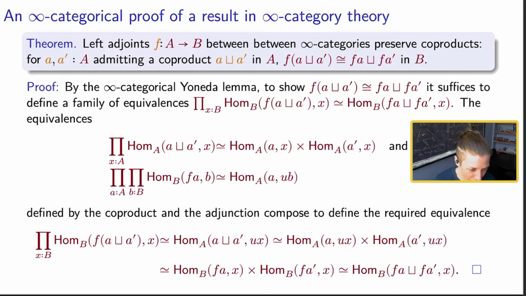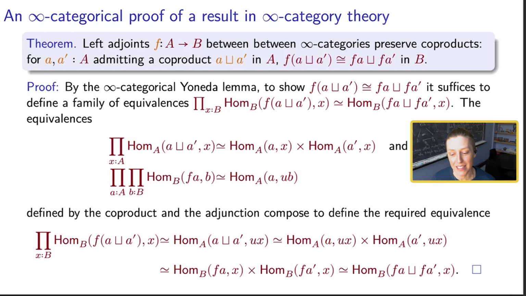So starting with an arrow from F of the coproduct of a and a prime into x, I can transpose across the adjunction and get an arrow out of the coproduct of a and a prime into U of x. Now I can use the universal property of the coproduct to break that apart into two arrows from a to U of x and a prime into U of x. Then I can transpose back across the adjunction, and now I have an arrow from F of a into x and F of a prime into x.